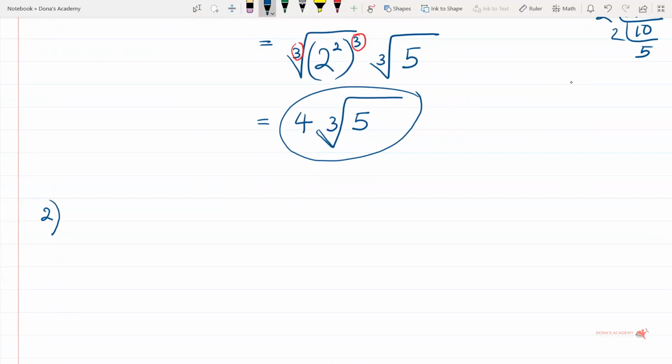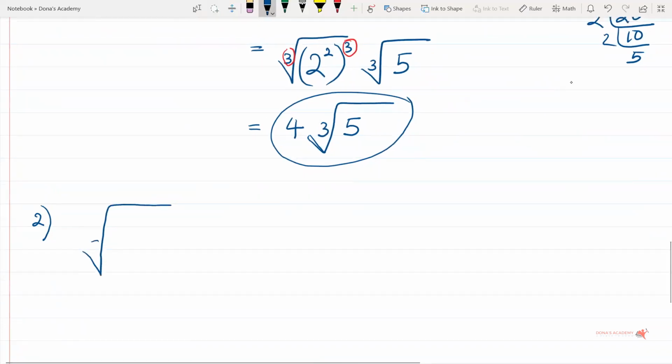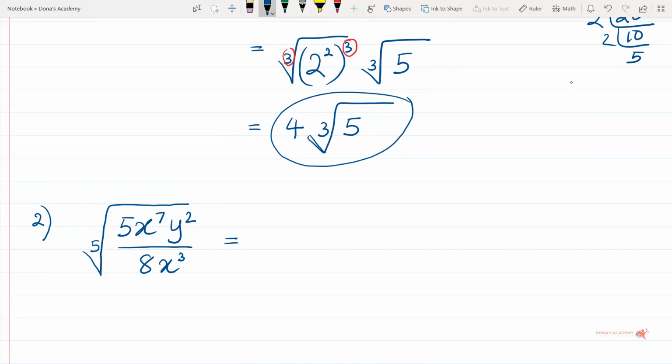Let me take a rational one, okay? Fifth root of 5x^7 y^2 over 8x^3. Okay. All right. Now, first of all, the inside, the radicand should be simplified.